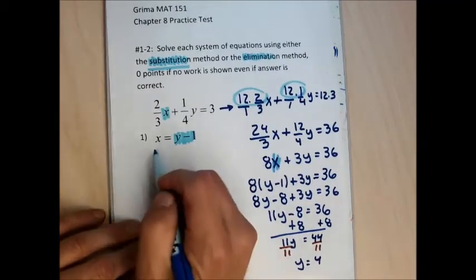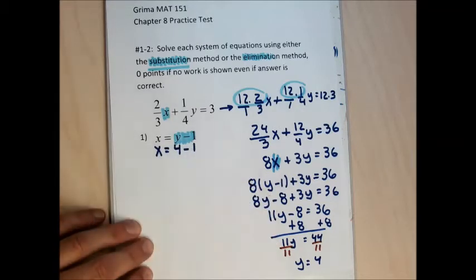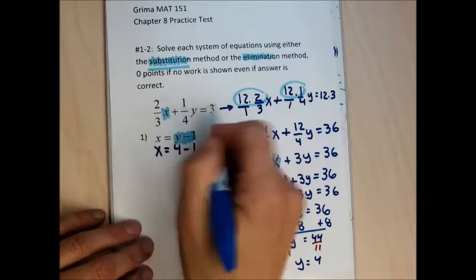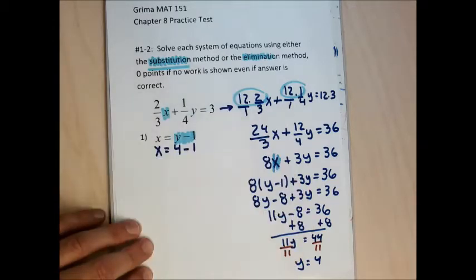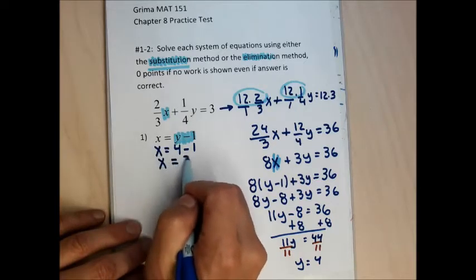This answer needs to have both an x and a y. I have the y. I'm going to get the x by changing the y in the bottom equation to 4. I could have changed the y in the top equation to 4 and solved for x, but the easiest way to solve for x was to do what I just did.